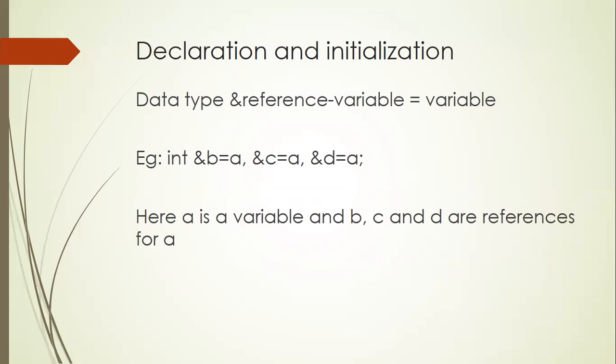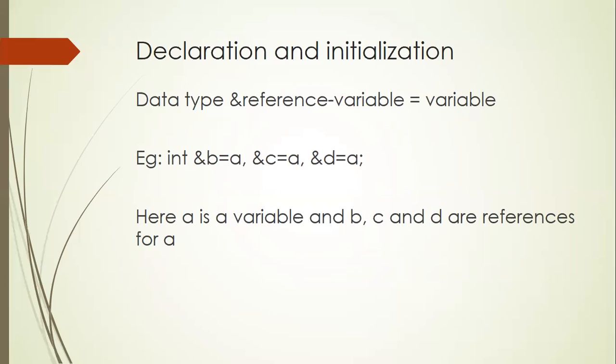Next, how to declare a reference variable. The general syntax of declaration is: first you mention the data type, just like a normal variable. For a normal variable you do not start with the ampersand sign, but a reference variable should be started with the ampersand sign. So any variable prefixed with an ampersand sign indicates that it is a reference variable. Similarly, any variable prefixed with a star mark denotes a pointer variable. So the general syntax is data type, ampersand, reference variable, equal to the variable. That variable indicates the original variable name.